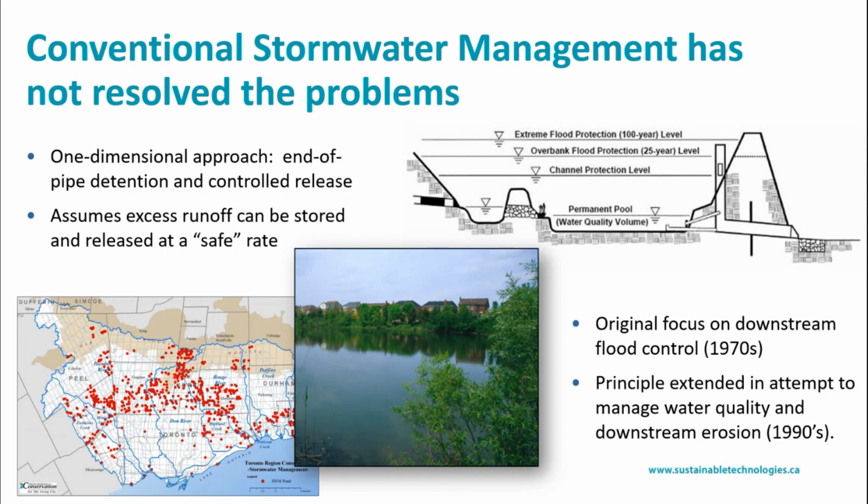So we're not assuming excess runoff can be stored and released at just a safe rate using this one-dimensional approach. And our original focus on downstream flood control was simply using these dry and wet flood ponds. The principle extended in an attempt to manage water quality and downstream erosion got into the 1990s, and that's how we started using these wet pond approaches.